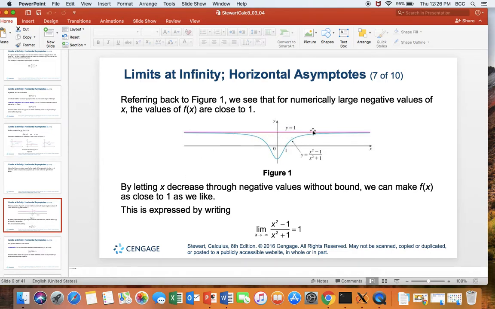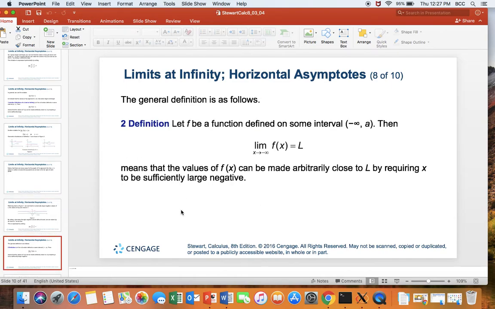So when you say y equals 1, you're talking about the line which has height 1 throughout, a horizontal line. So this is expressed by writing limit as x approaching negative infinity of (x squared minus 1) over (x squared plus 1) equals 1. As x approaches negative infinity, your expression gets closer and closer to 1. Notice the expression by itself is never 1, but the limit is 1.